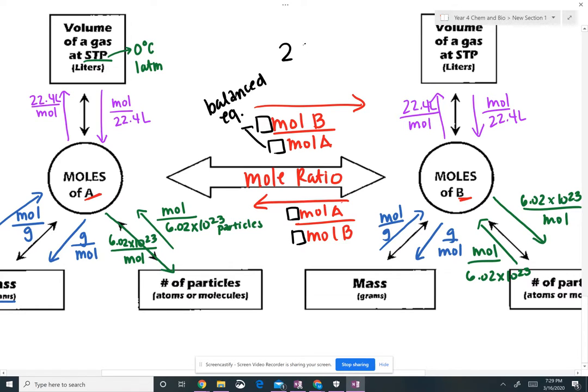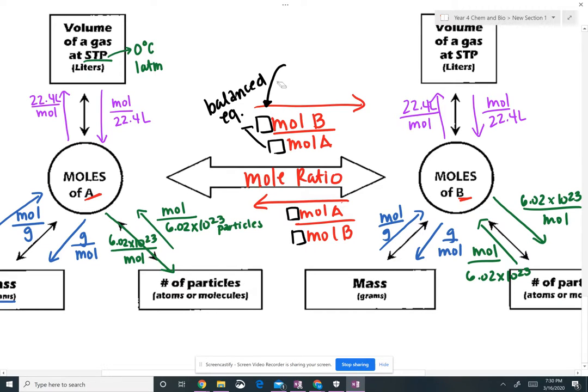For example, if I had two CO2s, I would take this 2 and put it in one of those boxes, depending on if it was my A or my B. If I had 3 O2s, I would take this 3 and put it right in that box. So it really depends on my balanced equation, but I'm basically looking at the number in front of that molecule to fill in that mole ratio.